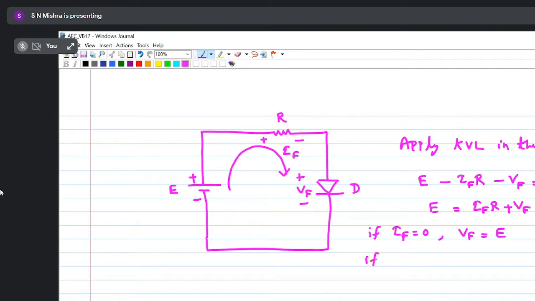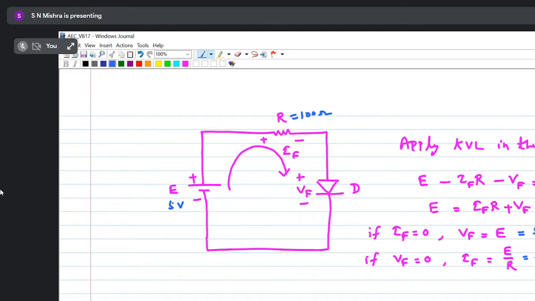Now, if VF is 0, that means the drop across the diode is 0, then what is my I? E by R. Now let us take some numbers so that it will be more clear. Let us take E equals 5 volt, R equals 100 ohm, and the diode is an ideal diode. Then VF equals 5 volt and IF equals 5 by 100, that means 50 milliampere.